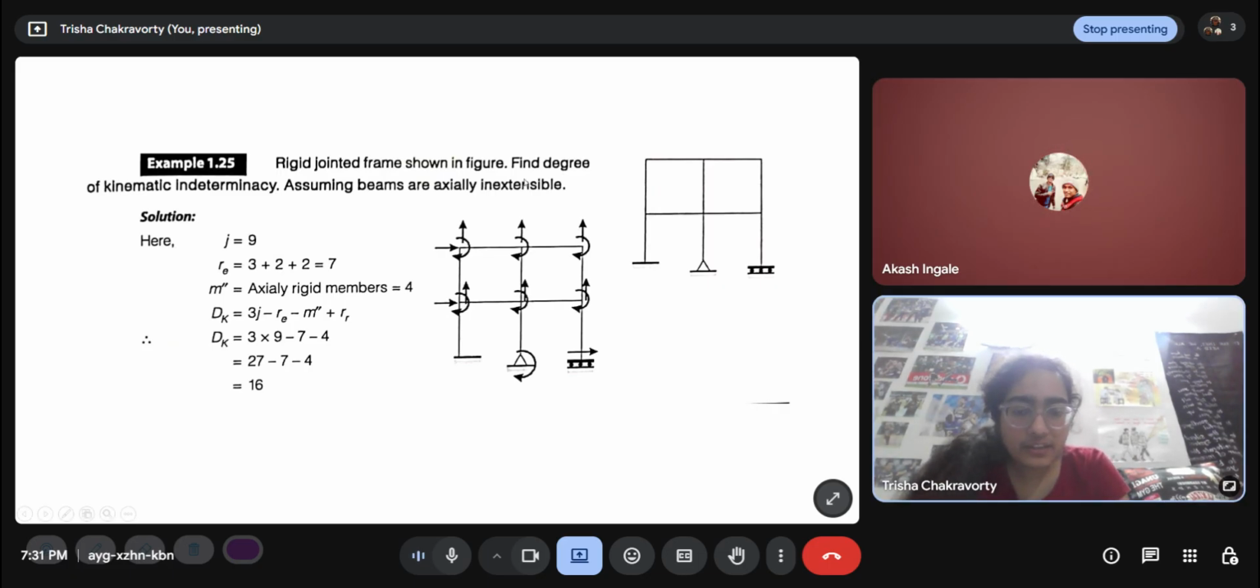So there are 9 joints, and M double dash is 4 here because there are 4 beams: 1, 2, 3, 4. The 6 columns are not going to be considered here. So DK is 3J minus RE minus M double dash plus RR. For RR, there is no internal hinge, so that's fine.